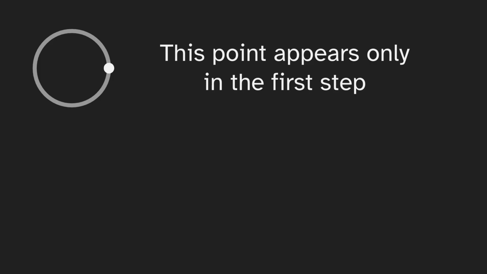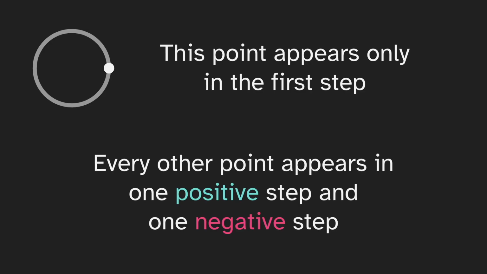So this point appears only in the first step. So it ends up being in the collection. Every other point appears in 1 positive step and 1 negative step. So the positive and the negative steps cancel each other out, and the point is only in 2 steps, which means it converges. So we're left with just 1 point.